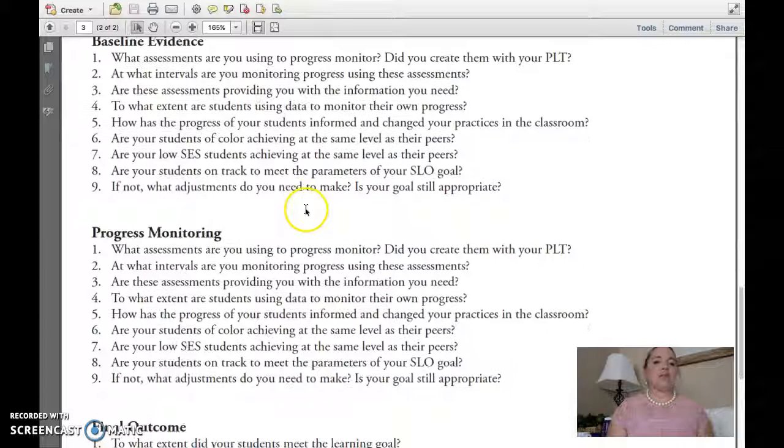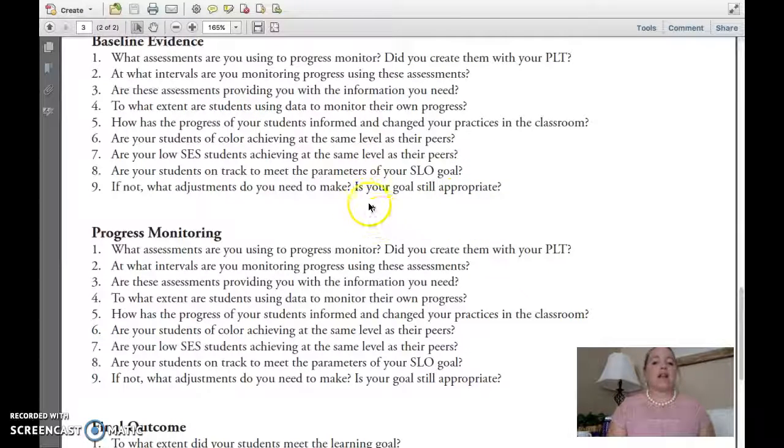Again, you'd be able to see that our baseline evidence and progress monitoring have the same questions. It really is to get the teachers thinking about what they're doing in their classroom: what have we used, what are we using, what are we going to use. And so they would be able to work with our PLTs to fill this information in.